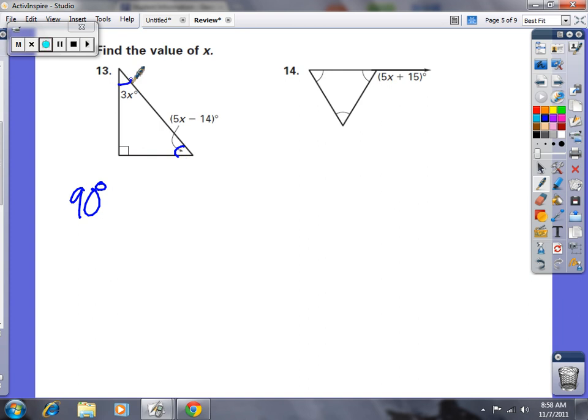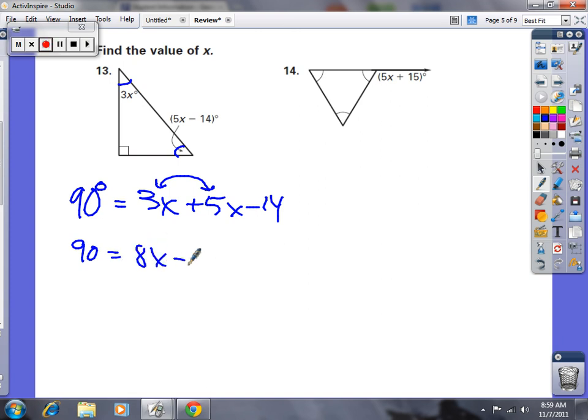Okay, now Christian, you got this much right here. You got 3x and you got 5x minus 14. So you have to write this. 90 is equal to 3x plus 5x minus 14. If I add this top angle to the bottom angle, it's going to equal 90. Tony, write it down. 3x plus 5x minus 14 equals 90. Now it's just algebra. The geometry's over. So you combine your like terms. What's 3x and 5x? So 90 equals 8x minus 14.